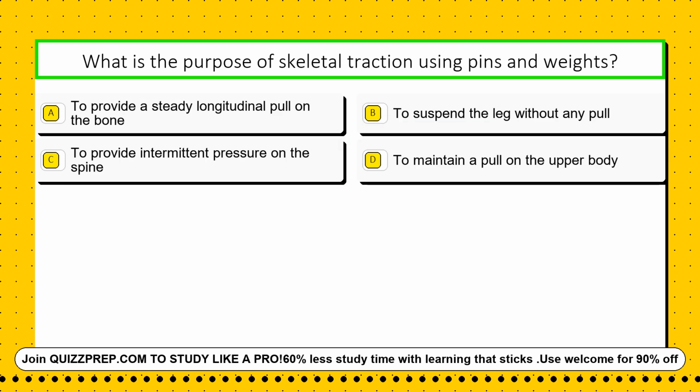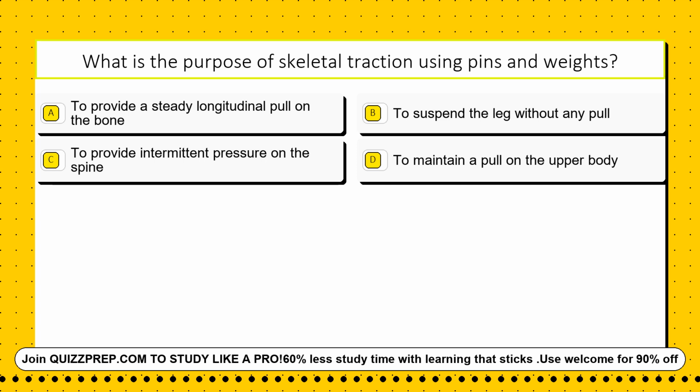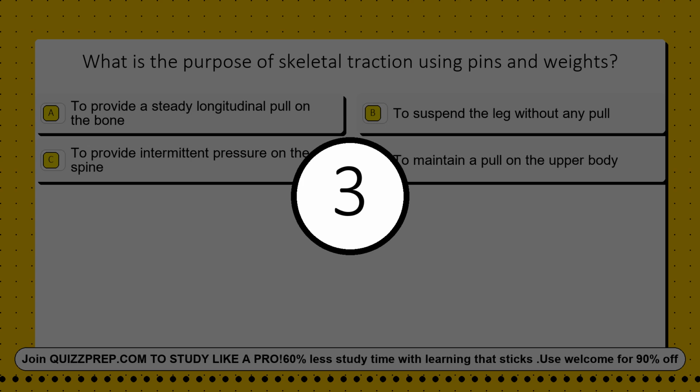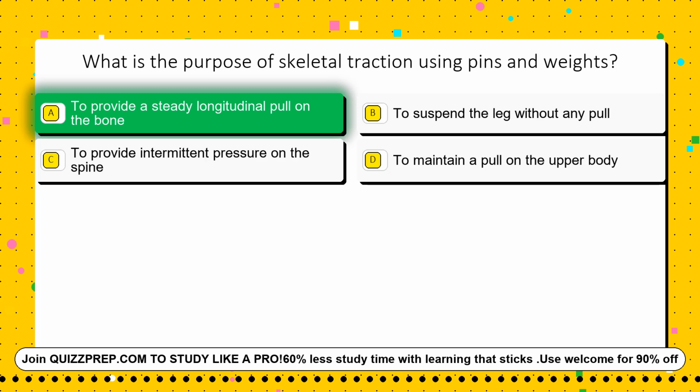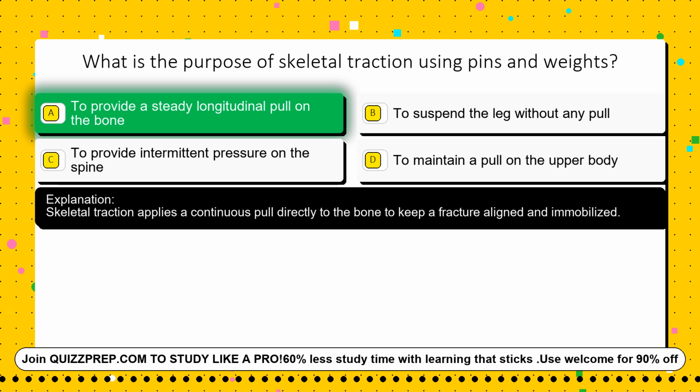Question 128. What is the purpose of skeletal traction using pins and weights? Option A, to provide a steady longitudinal pull on the bone. Option B, to suspend the leg without any pull. Option C, to provide intermittent pressure on the spine. Option D, to maintain a pull on the upper body. The correct answer is option A, to provide a steady longitudinal pull on the bone. Skeletal traction applies a continuous pull directly to the bone to keep a fracture aligned and immobilized.